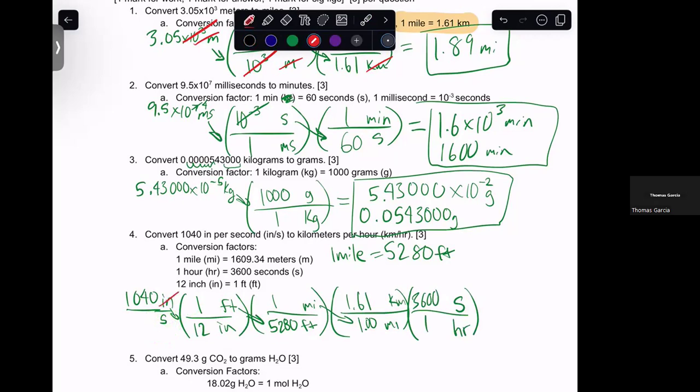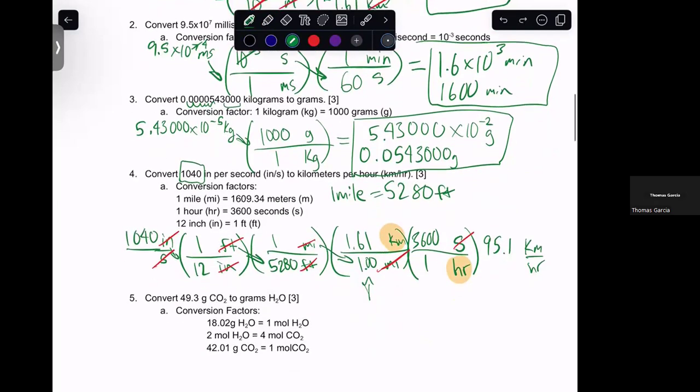We'll cross out our units. Inches cancels inches, feet with feet, mile with mile, seconds with seconds. You'll notice we end with kilometers on top, hours on the bottom, exactly where we want to be. We plug this whole thing into our calculator and we get an answer of 95.1 kilometers per hour. Now, I know this is 3 significant figures because here I have 3 on both, and then our starting amount 1040 is 3 significant figures. If that 0 had a decimal, then it would be 4, but it doesn't, so it isn't.